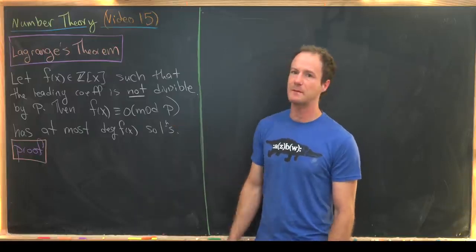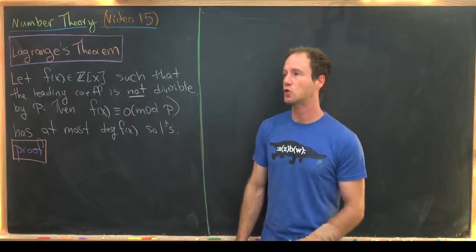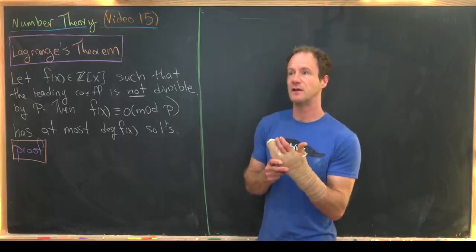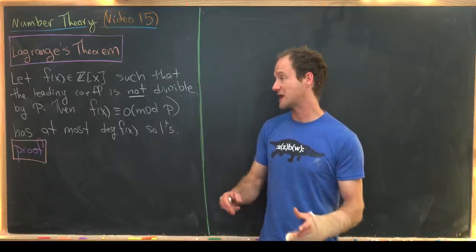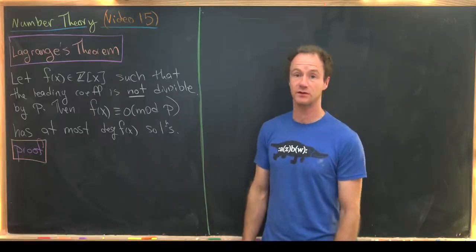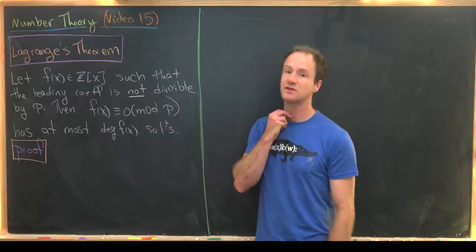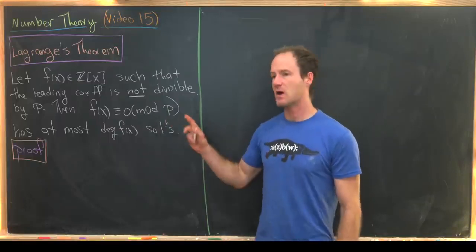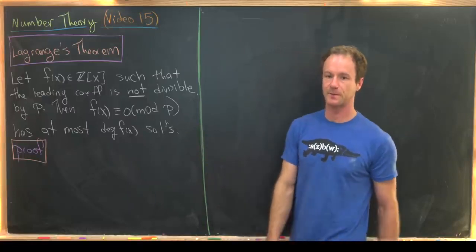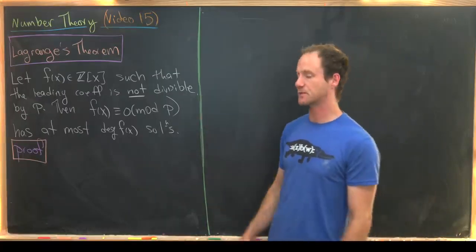Now we really want to compare this to what's going on over the real numbers. Notice that polynomials over the real numbers have at most degree-many solutions over the real numbers. So somehow working mod p is fairly similar to working over the real numbers. Okay, so now let's look at the proof of this.